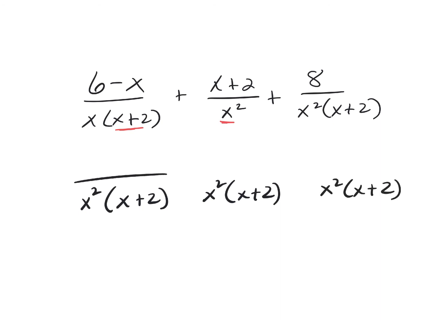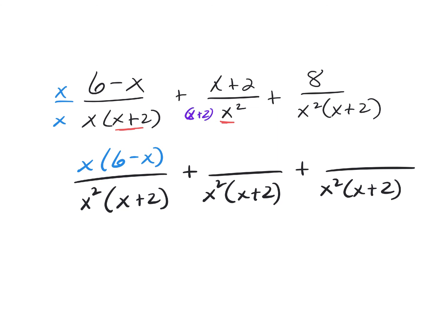And now I'm going to go back up and see what each fraction's denominator is missing. The first fraction is just missing an x, because x times x will give me the x squared. So this one will be x times the 6 minus x. This one is missing the x plus 2. I need to FOIL that top, because you always have to combine your like terms. So I'm going to FOIL this in a minute. And then the last one has everything it needs, so it's just the plus 8.